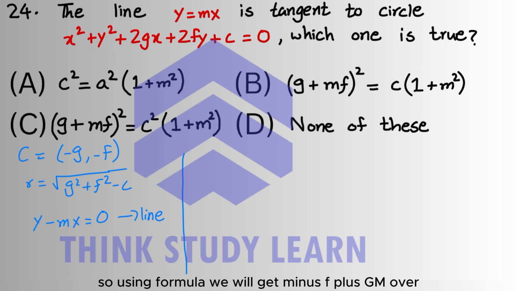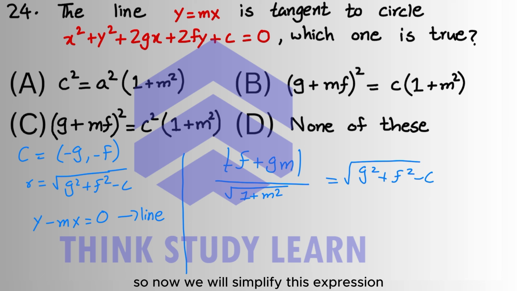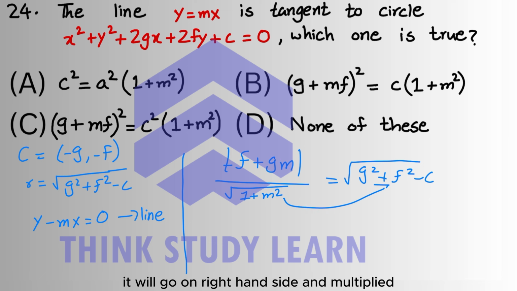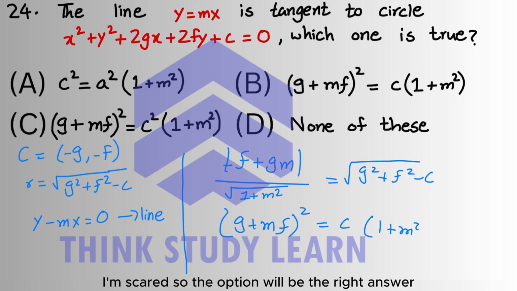So using the formula we will get minus f plus gm over the square root of 1 plus m square is equal to the square root of g square plus f square minus c. So now we will simplify this expression. It will go on the right hand side and be multiplied. When we simplify the expression, we will get g plus mf whole square is equal to c into 1 plus m square. So B option will be the right answer.